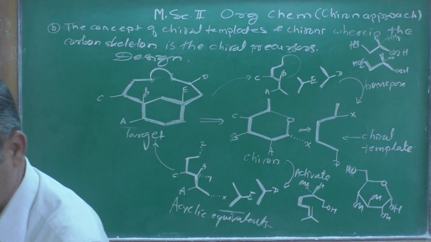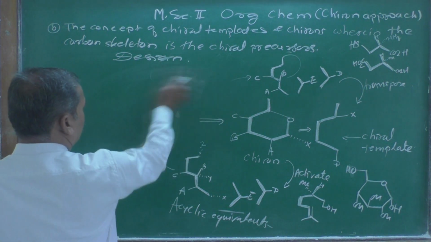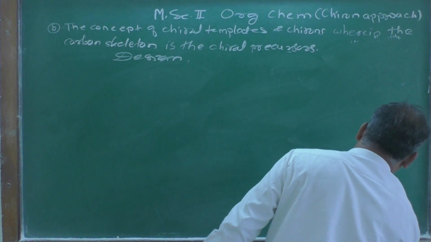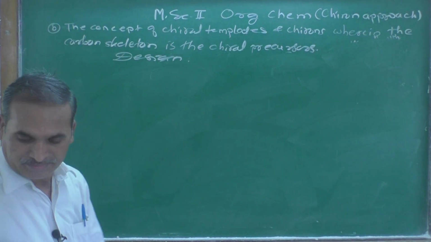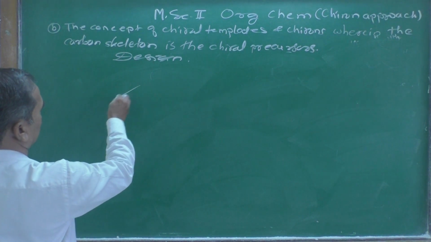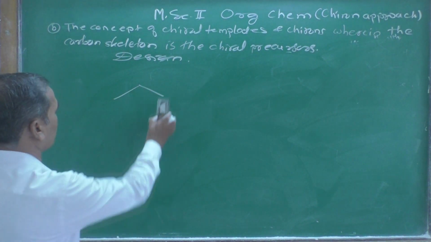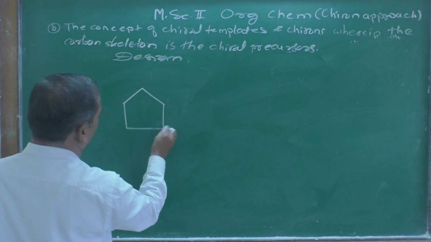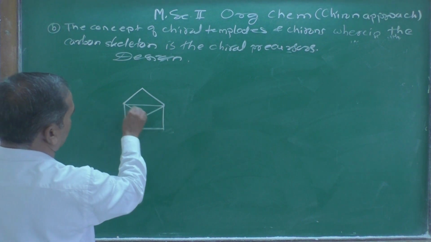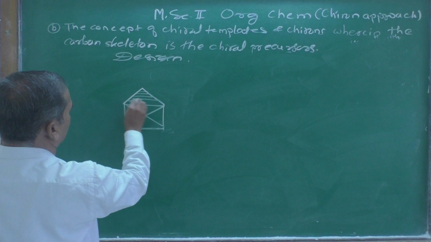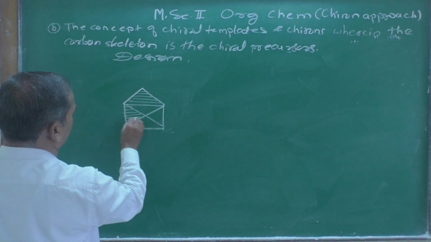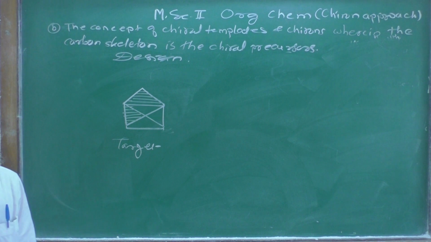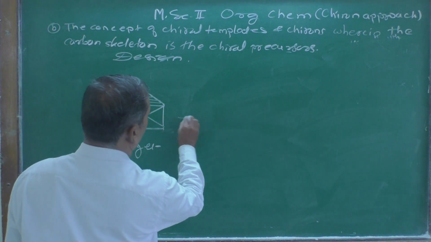Here is a better representation. Let us see how we are getting a chiron in a more generalized form. Suppose we consider the simplest way of representing it. Suppose this is our target, right? Look at this, I am shading this. This is our target in the simplest example.